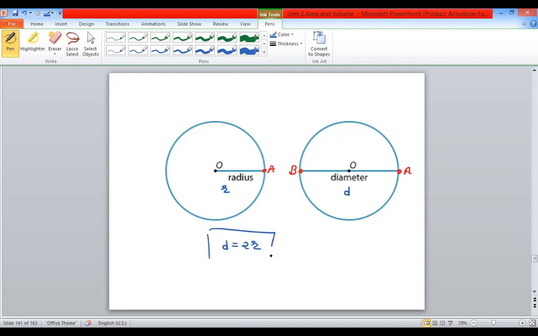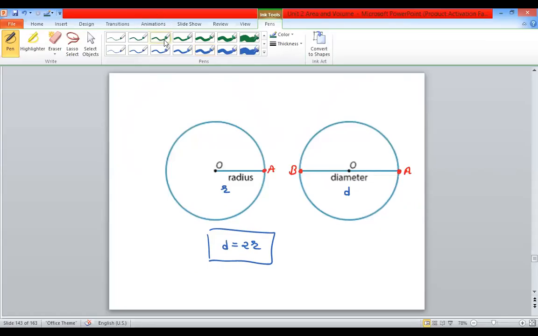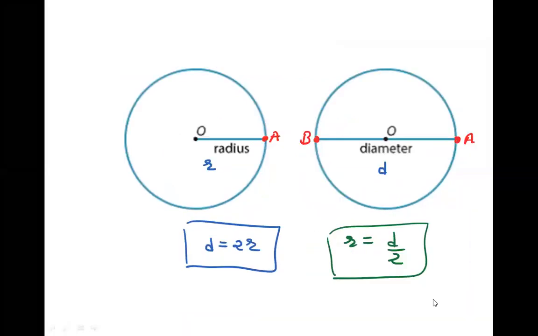One thing we will derive here. So you must remember this relation. All the students, please remember this thing. The first relation we derive from the circle: the diameter is always twice of radius. In other words, you can say the radius is half of diameter. These both things are important to solve all the examples. So remember these two things.